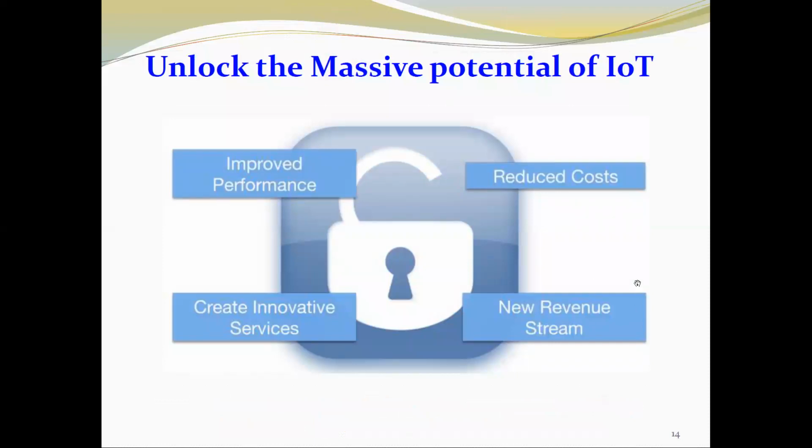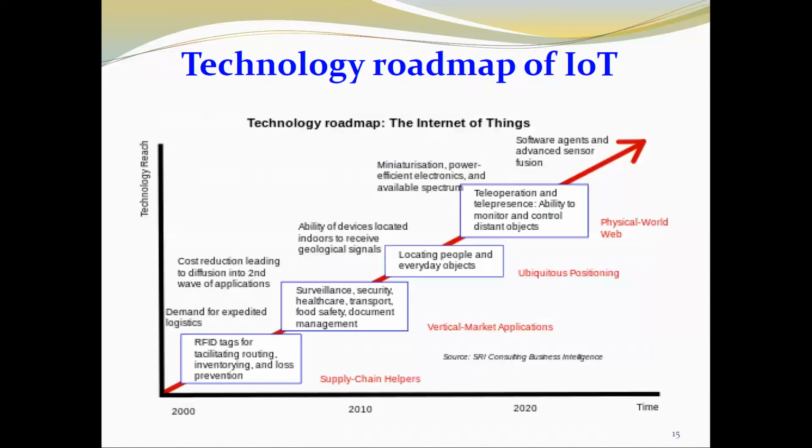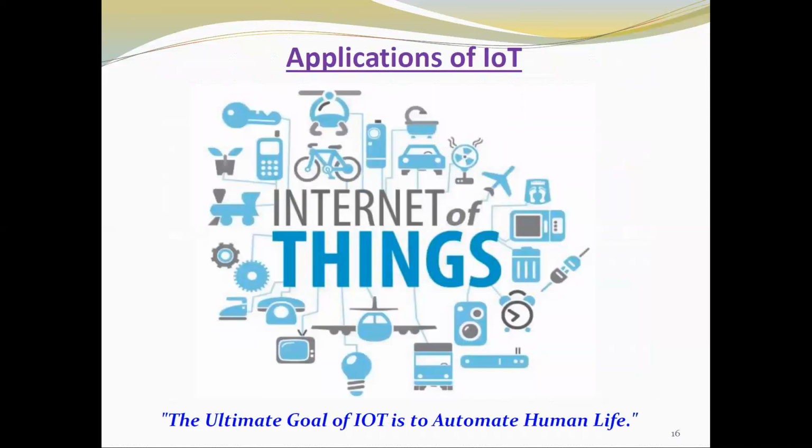Okay, so क्या क्या IoT कर सकती है? So it will unlock the massive potential of reduced cost. It will create new revenue streams. It will also create innovative services, and it will improve the performance of some particular industries, right? So ये सारी चीजों पे impact हो सकता है. ये technology roadmap दिया है IoT का from the year 2000 to this increasing, जैसे चल रहे हैं वैसे IoT कितना डेवलप हुआ है और उसने कितना काम किया है इंडस्ट्रीज के लिए, राइट?